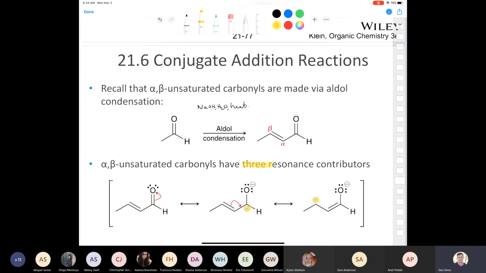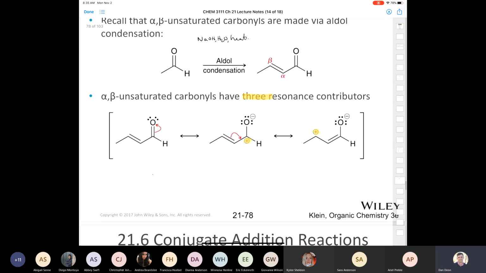What does that tell us? That tells us that those 2 carbons that I have highlighted in yellow, those are both electrophilic carbons, right? This carbon is electrophilic, and this carbon is electrophilic. So if we were to attack that alpha-beta unsaturated aldehyde with a nucleophile, where's it going to attack? Which one of those electrophilic carbons? Well, the answer is it depends on the nucleophile used.